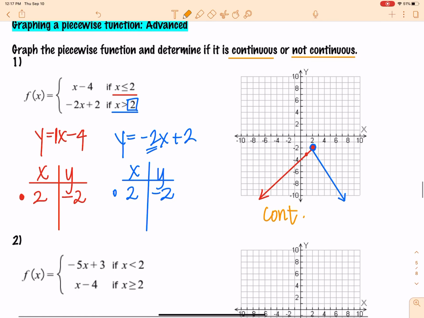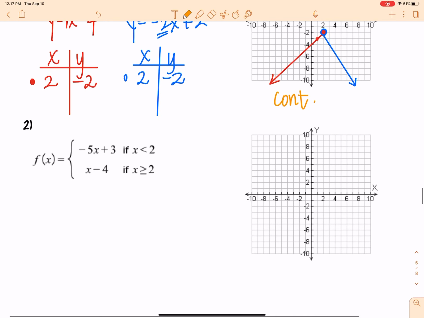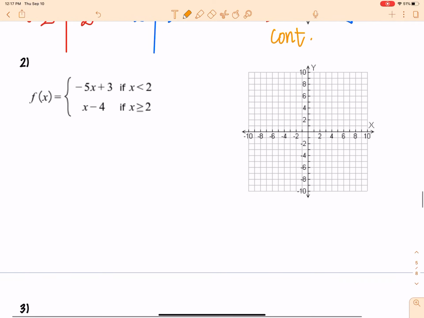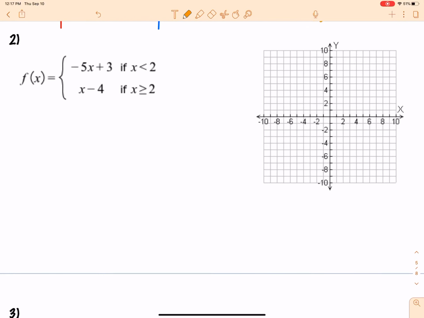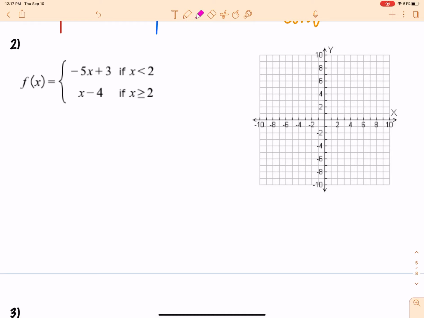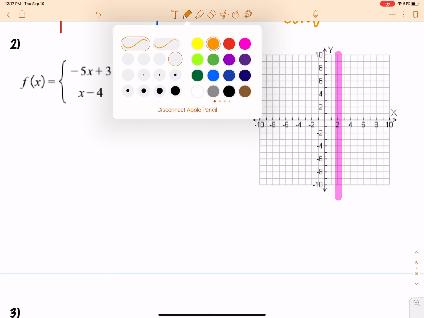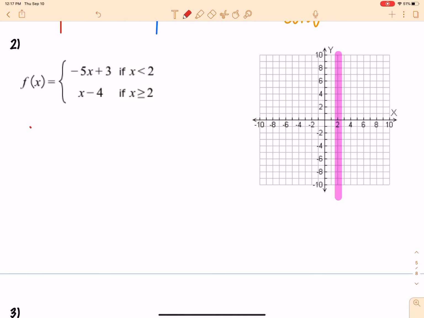All right, let's do number 2 together. All right, so let's first do our boundary line. Our boundary line happens to be 2 again because of the X part. So you draw a vertical line at 2 because now we have 2 neighborhoods. So each of these graphs is just going to belong in one of them. So let's start with the first one. The first one is y equals -5x plus 3. You decide which neighborhood it's going into. It's going into the less than 2 one, so it's going into this neighborhood.